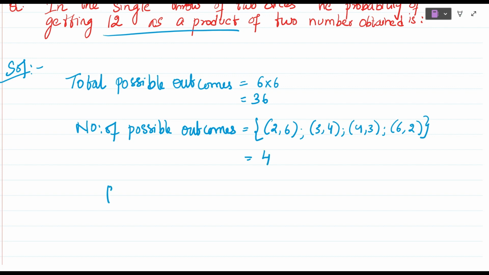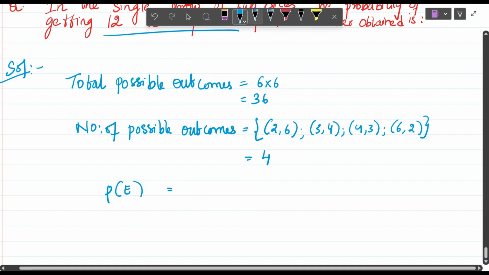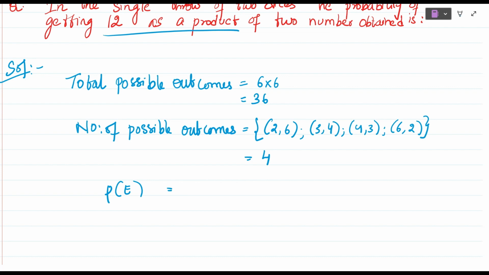Now let us write the probability. Probability of an event, you have to write the formula first and then write the answer. So probability of an event P of E is equal to the number of possible outcomes, which is 4, over the total number of outcomes, which is 36. 4 by 36 is our answer. So 1 by 9. Okay. Did you understand, students?